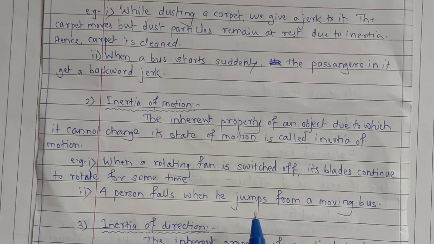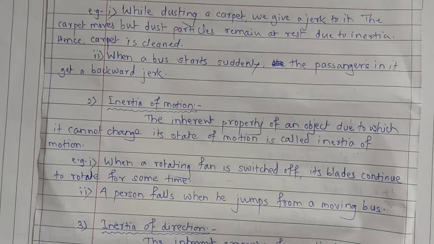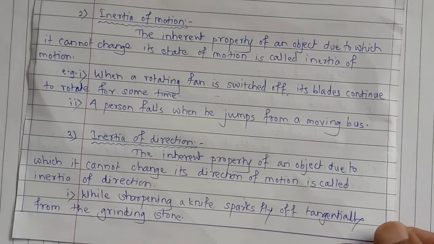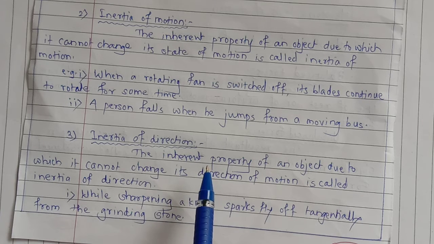A person falls when he jumps from a moving bus. Why is it so? Because when the bus is moving, the person has the same speed as the bus. As he jumps off the bus, his body continues to remain in its state of motion, and that's why this person falls. And the next type is inertia of direction.